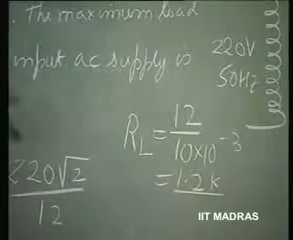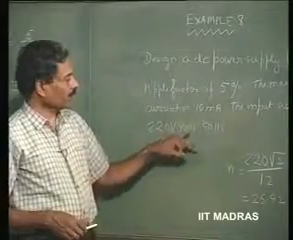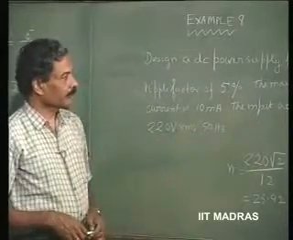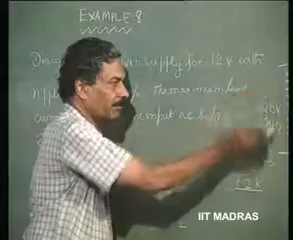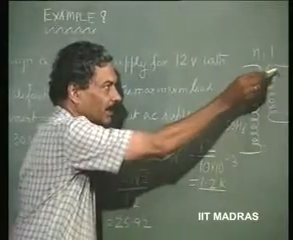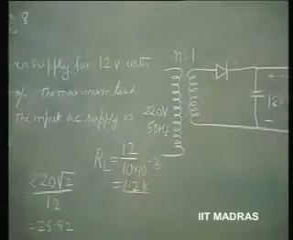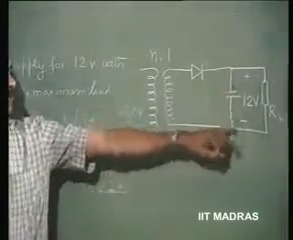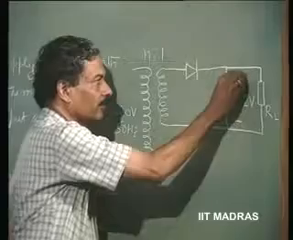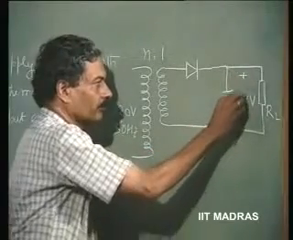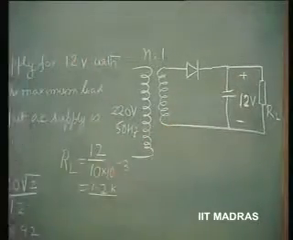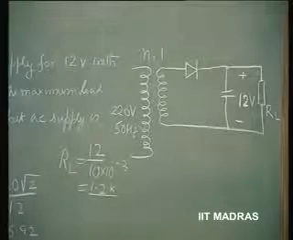The input AC supply is 220 volts RMS with 50 hertz, and that is applied to your transformer primary, and the secondary should be so adjusted that we should get a DC output voltage of 12 volts. This is what is specified.